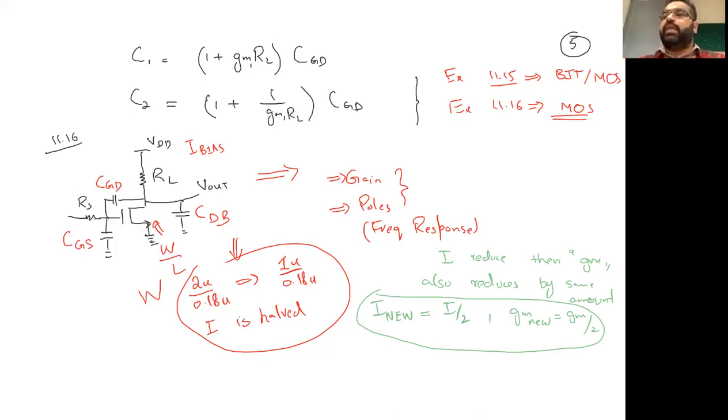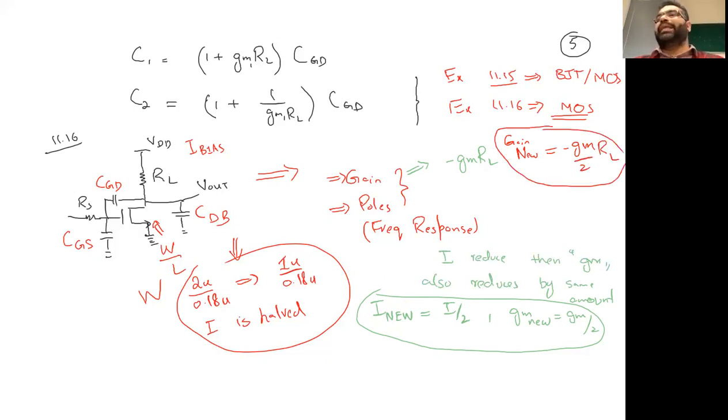And what is the gain of this amplifier? We know the gain of this amplifier is minus GM times RL. This is the old gain, let's say. And what is the new gain? The new gain will be equal to minus GM by 2 times RL. So the gain will also reduce. If my current is reduced by half, my gain will also reduce by half.